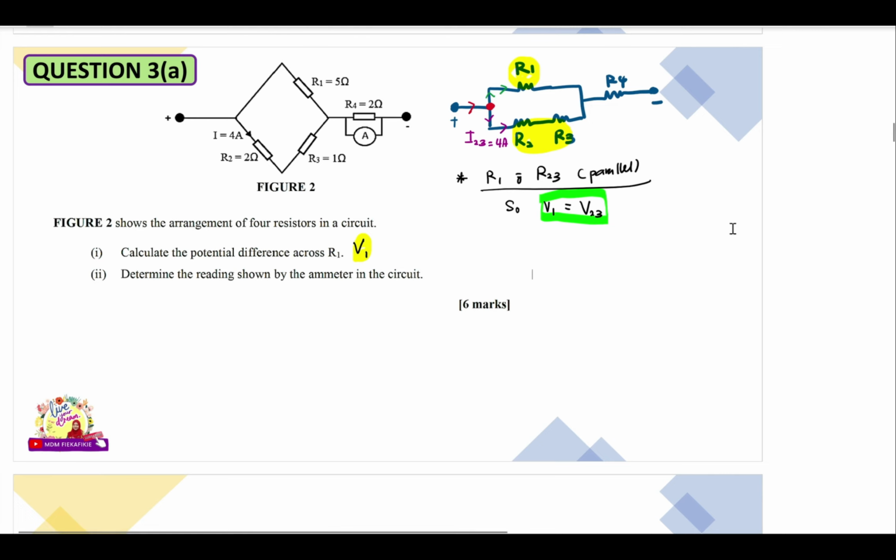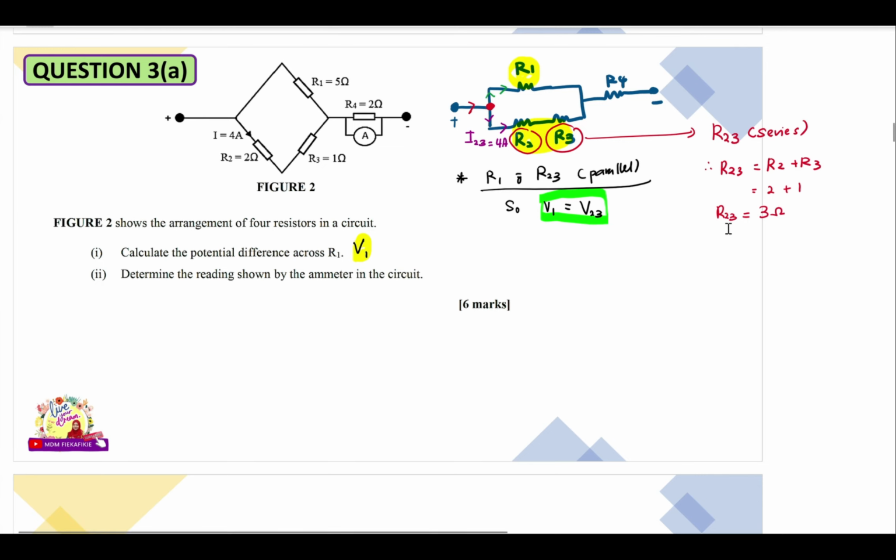Okay, so nak tak nak kita kena combinekan dulu R23. Okay, so R23, they are in series, right? This one, R2 dan juga R3. So we need to calculate first R23. So they are in series. Okay, therefore in order to calculate R23, so R2 tambah dengan R3. Okay, so R2 nilainya adalah 2 ohm, R3 is 1 ohm. So 2 plus 1. So R23 is equal to 3 ohm.